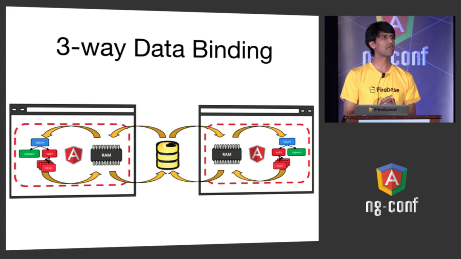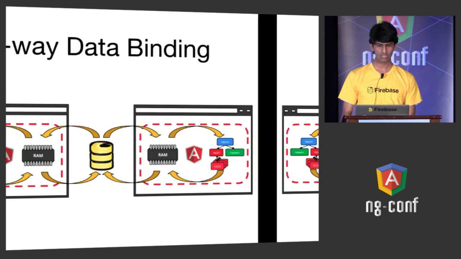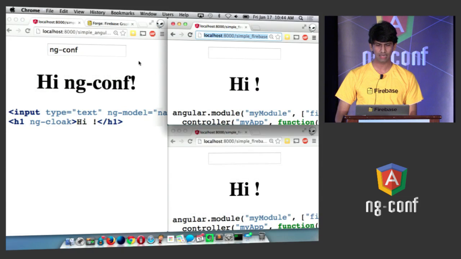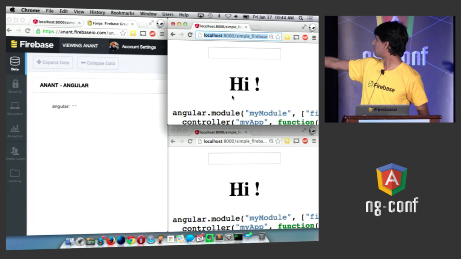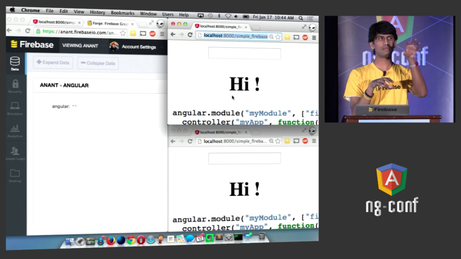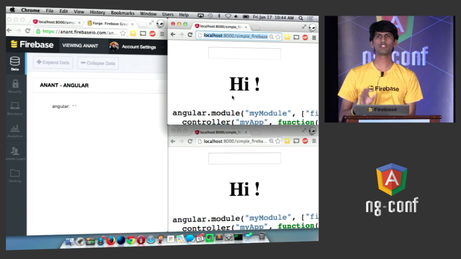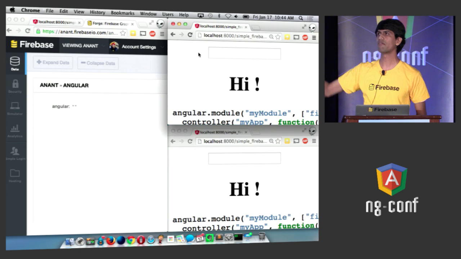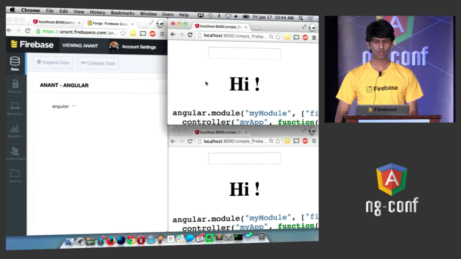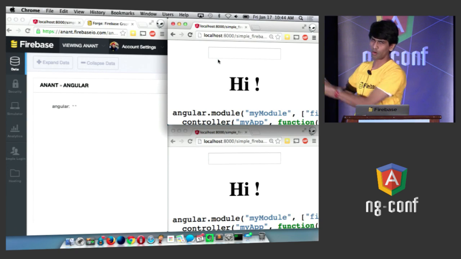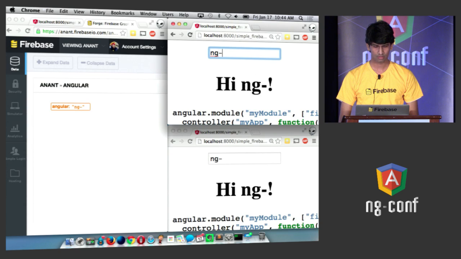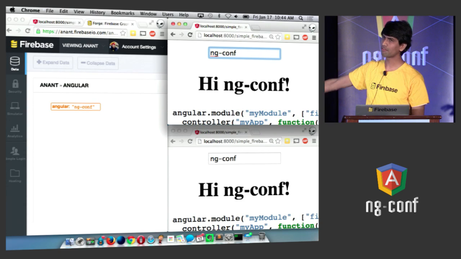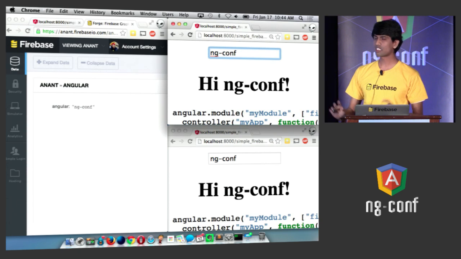So to concretize this, let's take this example on the right-hand side. On the top right and bottom right, I have the same page open, but it's using Firebase to do the three-way data sync. And on the left-hand side, I have my Firebase open, the Firebase that's backing that web page. Notice what happens in all of these corners when I type something in this text box. I say, hi, NG-Conf, and it's appearing in all the places. This is without much work for you.